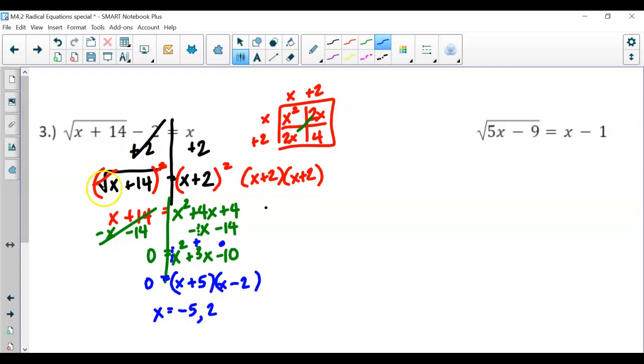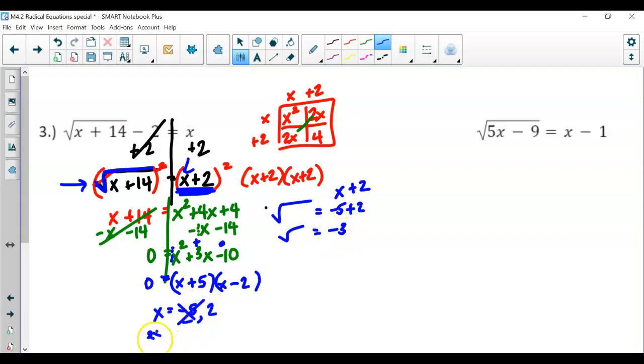Now notice, here is where the radical was by itself, this line here. So we're going to plug in our x values here for x. So our radical, can it equal? So remember we had x plus 2. X is negative 5, so negative 5. Well, what is negative 5 plus 2? Negative 3. So can our radical equal a negative 3? No. So negative 5 is an extraneous solution.